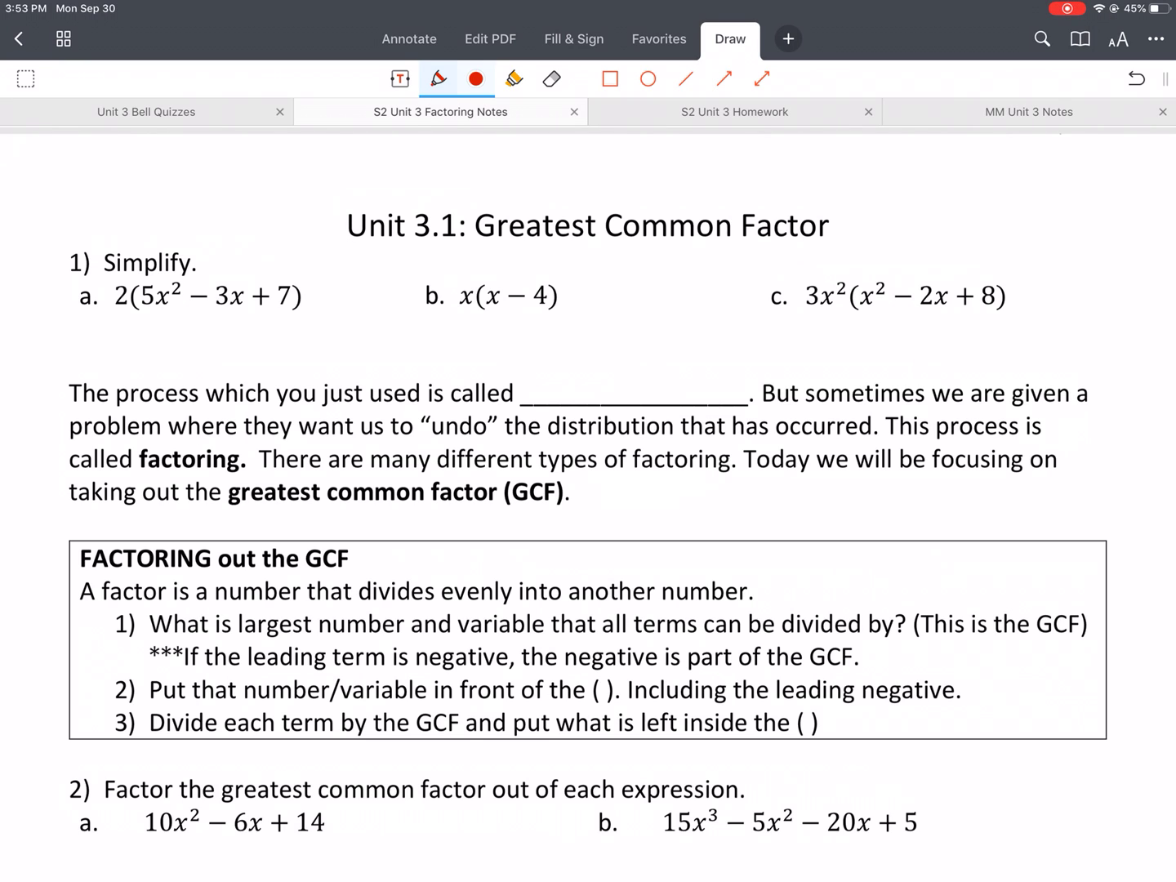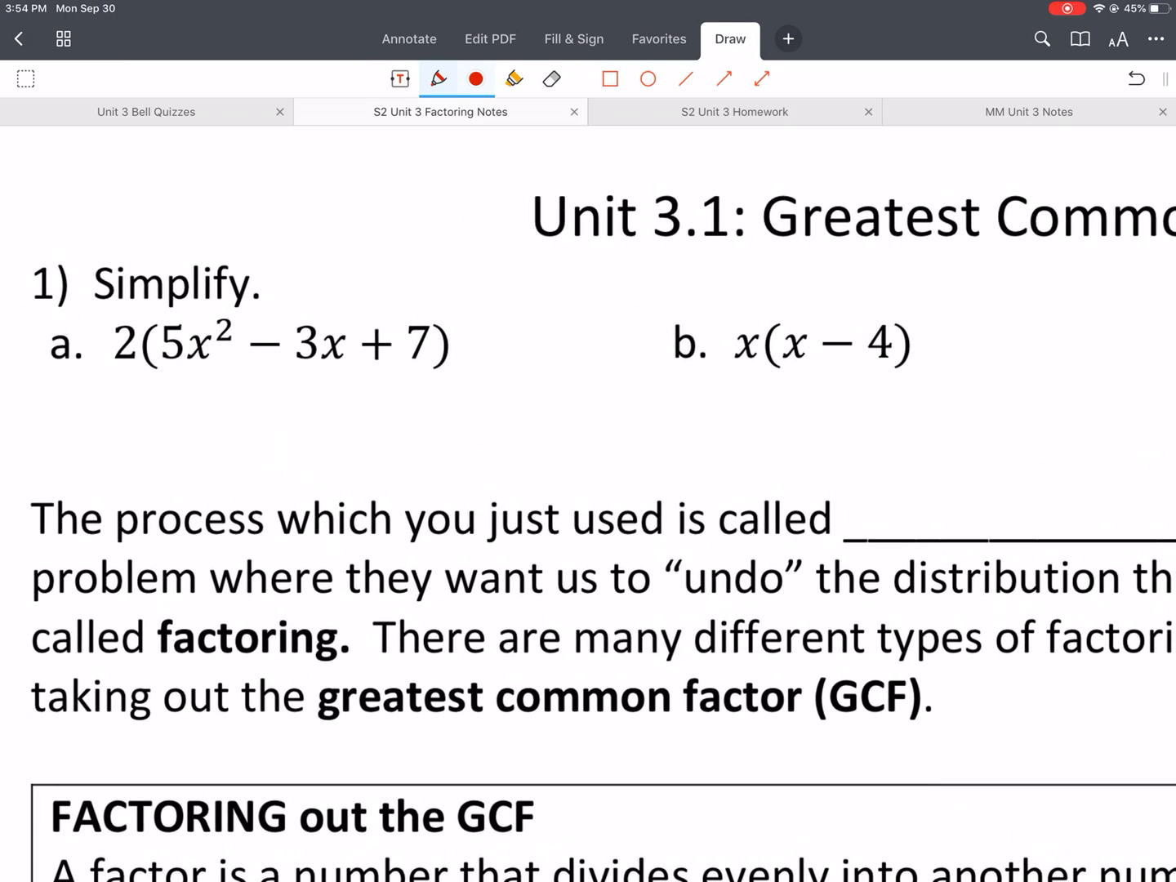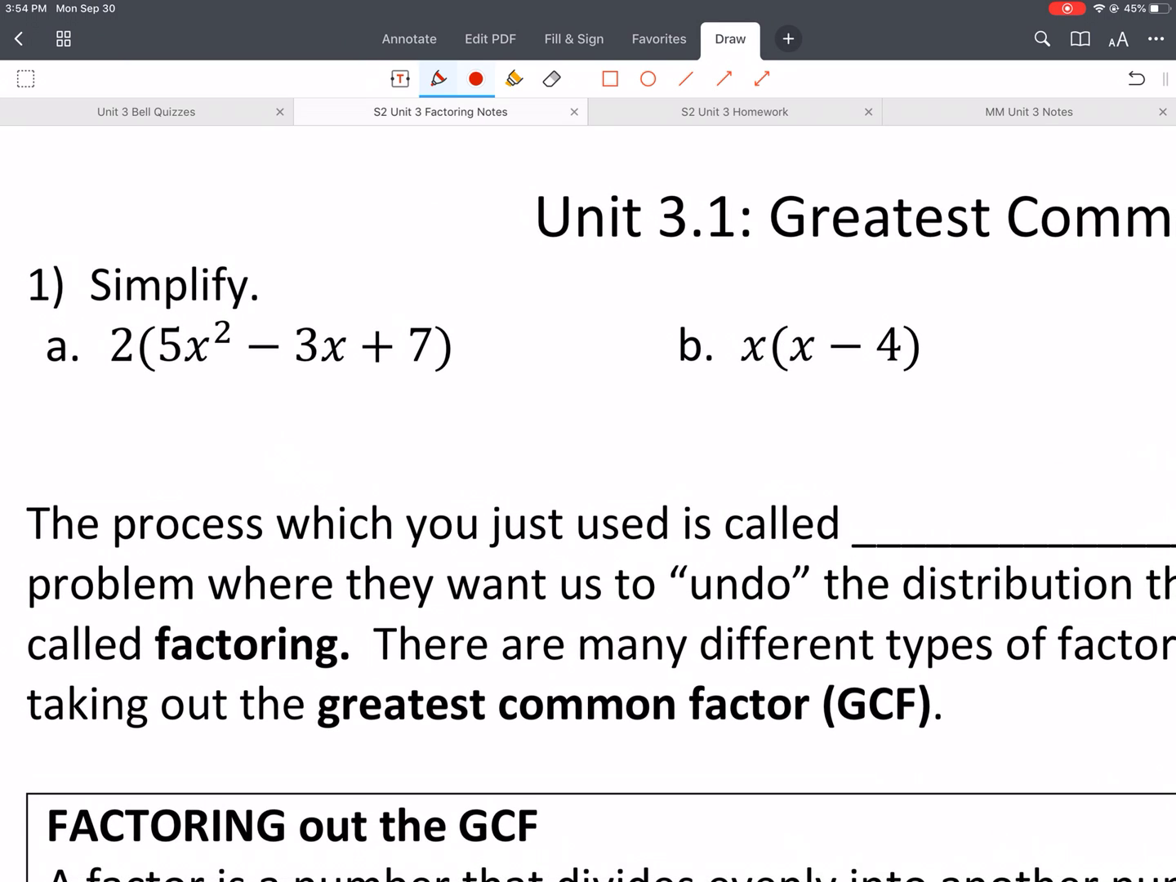So, in last unit, we talked about distributing. For example, if we're trying to simplify this problem, A, we would distribute to give us 10x squared. We distribute to get negative 6x. And we would distribute to get positive 14.